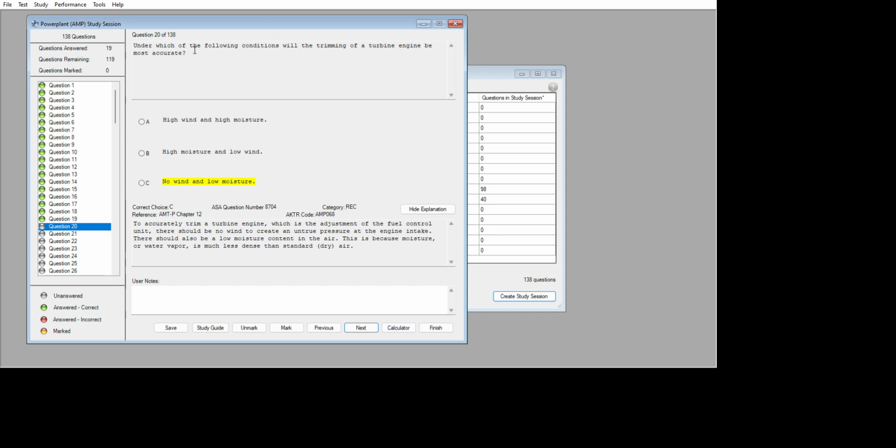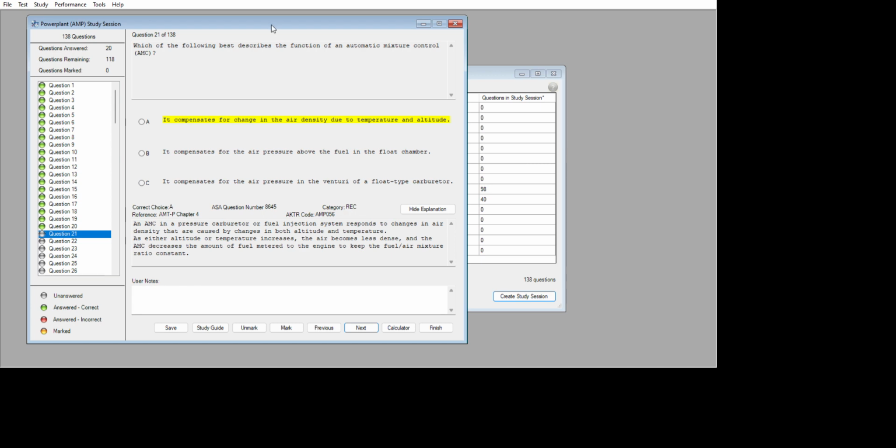Under which of the following conditions will the trimming of a turbine engine be most accurate? No wind and low moisture.